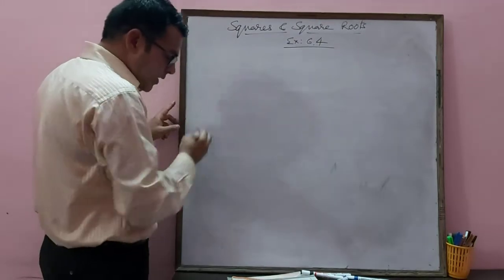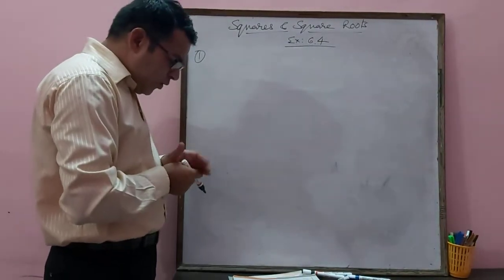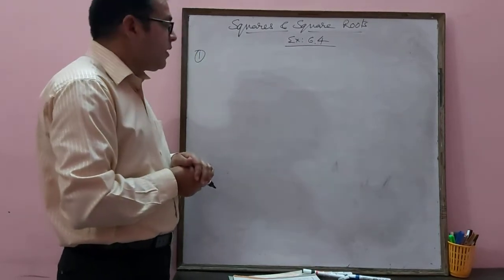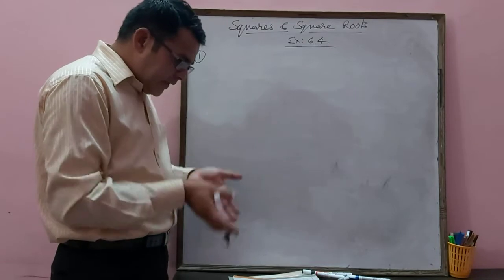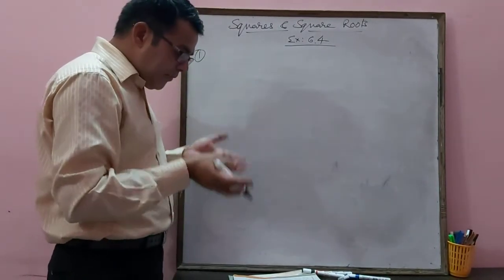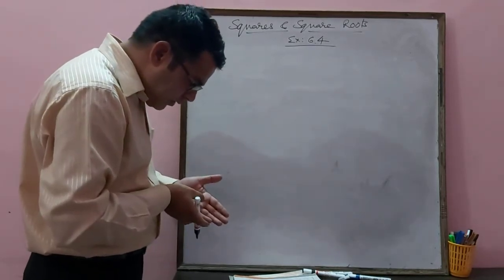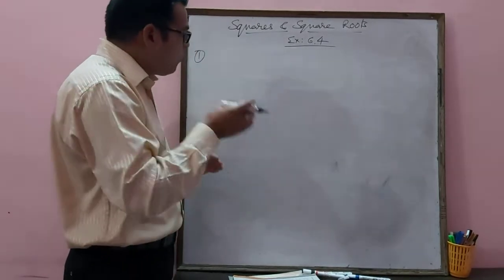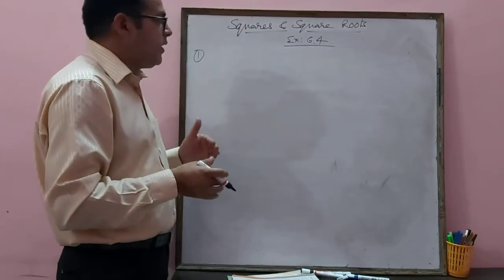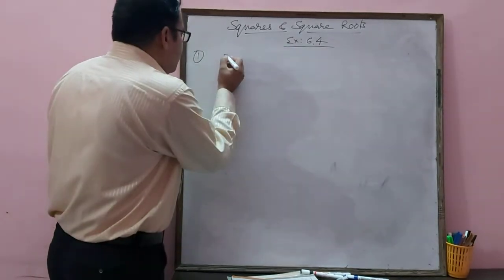First question I am taking from your textbook, that is NCERT book. The question is, find the square root of each of following numbers by division method. This exercise is based on this division method only. So very first question, so many questions are there. There are about 12 questions. So you have to find square root of each and every number by using that division method. So first question I am taking here, first part.